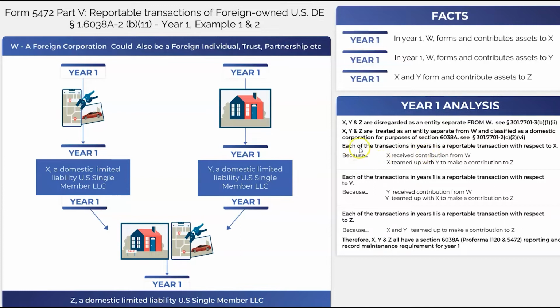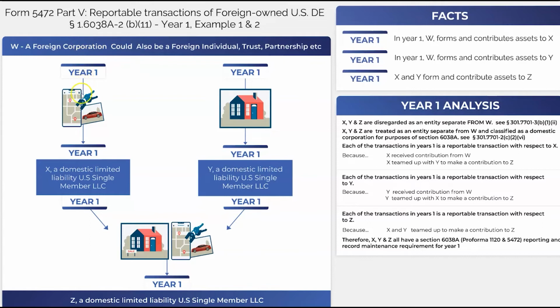We move on and it says that each of the transactions in year one is a reportable transaction in respect to X. Now, when we say in respect to X, it means that if X has any reportable transactions, it has to file those information reports itself, not the parent. So here you would have X filing pro forma 1120 and 5472. And that is because X received contributions from W.